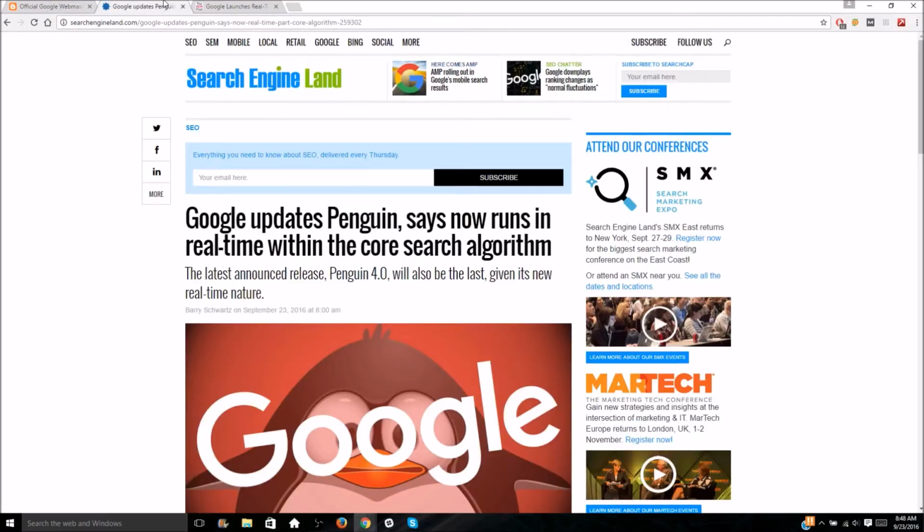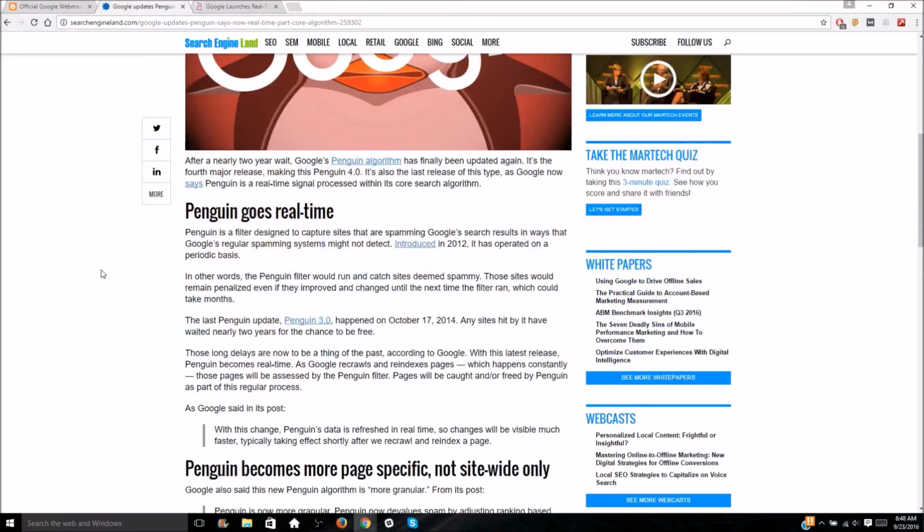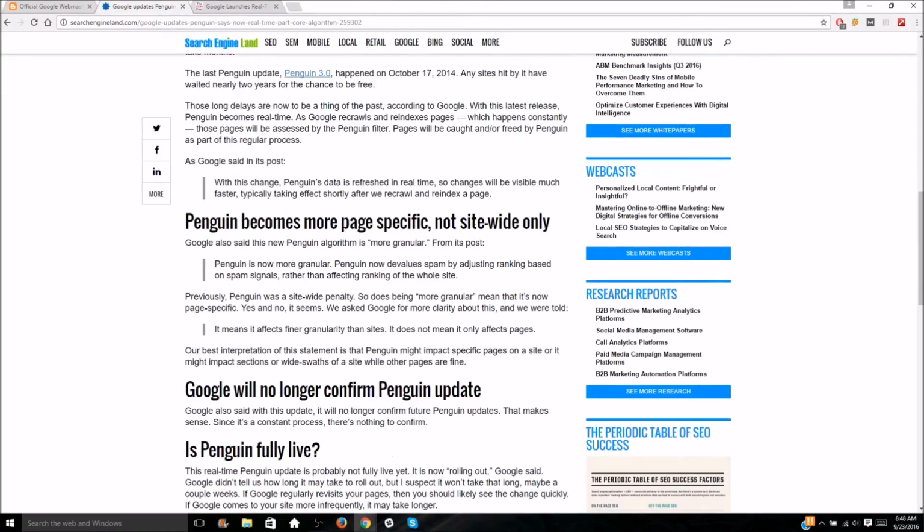Now going on to Search Engine Land, they said Google updates Penguin, says it now runs in real time within the core search algorithm, like we just talked about. So this is the last Penguin update, in quotation marks, because it's just going to be real time. It says Penguin becomes more page specific, not site-wide only, more granular. From its post: Penguin now devalues spam by adjusting ranking based on spam signals, rather than affecting ranking of the whole site.